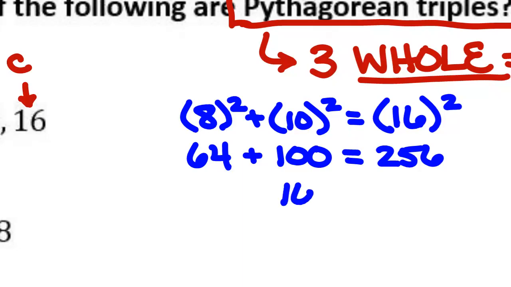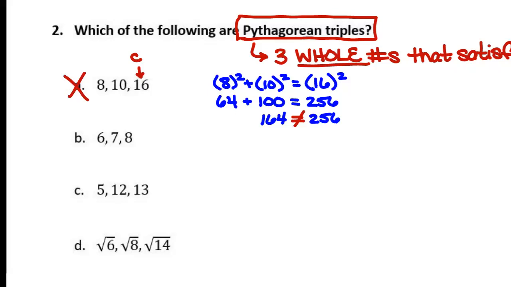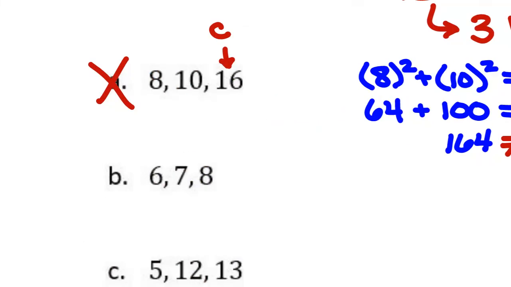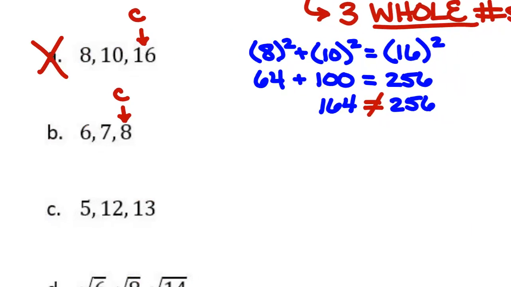64 plus 100 is 164, right? Are the two sides equal? Then it's not a Pythagorean triple. Cross it out. C always has to be the biggest, yes. So on the next one, part B, 8 would have to be my C value. So then we're going to do it again.